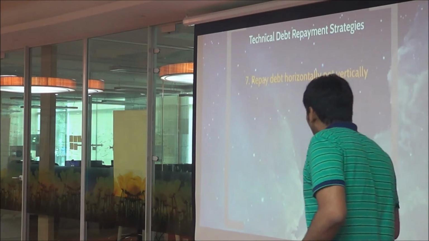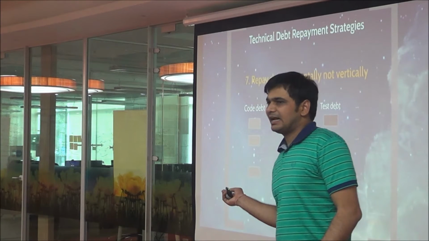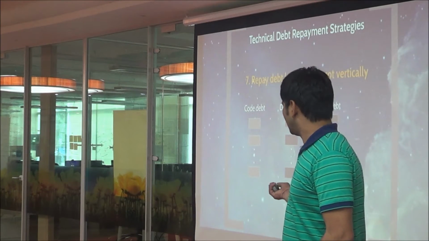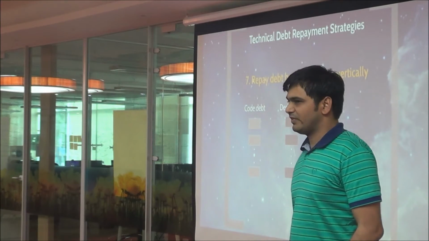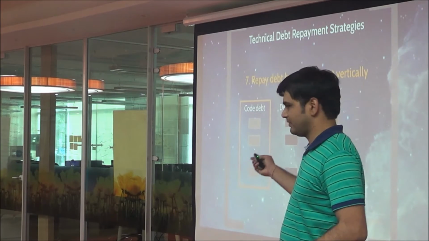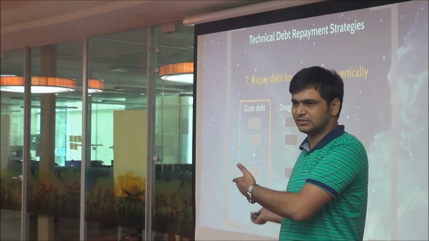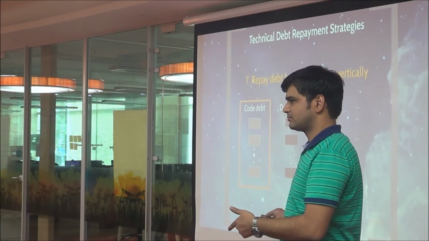Repay debt horizontally, not vertically. What does it mean? We have seen that there are many dimensions, like code debt and design debt and test debt and so on. One way is that you have a set of static rule violations, for instance in code debt, and you start fixing them one by one.